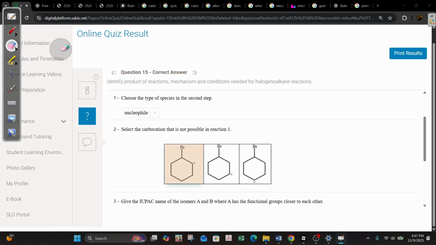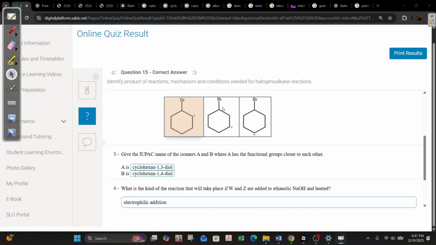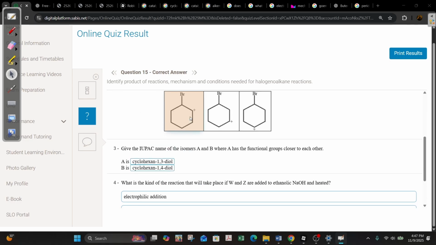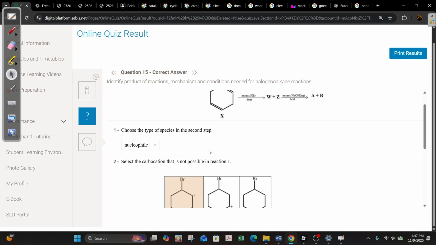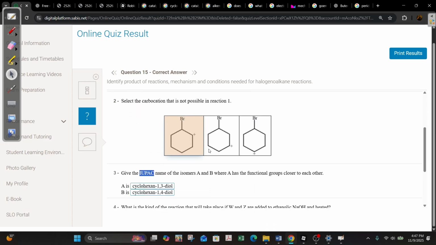Let me just erase it. Plus here, so there's to be a double bond here, double bond here, double bond here, double bond here, but they destroyed it. Okay, IUPAC name for isomers A and B, where A has a functional group closer to each other. What are we? Oh, okay.